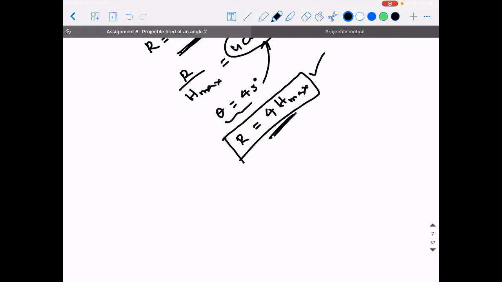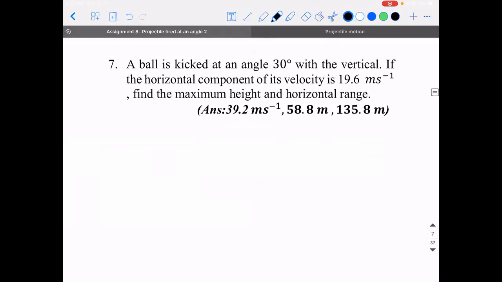Shall we proceed to next one? So we'll do one last problem. There is a ball which is kicked at an angle 30 degrees with the vertical. If the horizontal component of the velocity is 19.6 meters per second, find the maximum height and the horizontal range.